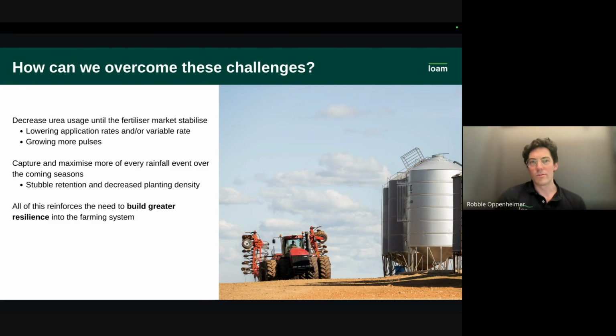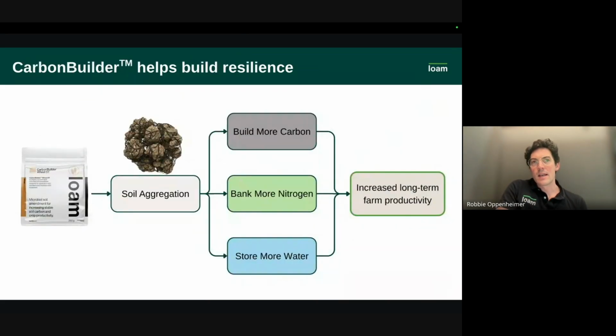But as a whole, all of this reinforces the need to build greater resilience into our farming businesses. That's where we think CarbonBuilder plays a key role. So at Loam, we've developed CarbonBuilder, which is a fungal inoculum. It's a dry powder that comes in a packet like this, which can be applied directly to seed or to furrow. And that fungus grows through the soil, pulling particles together into soil aggregates, which has an effect on the carbon cycle, the nitrogen cycle, and the water cycle. I can talk through some of that data during this webinar.